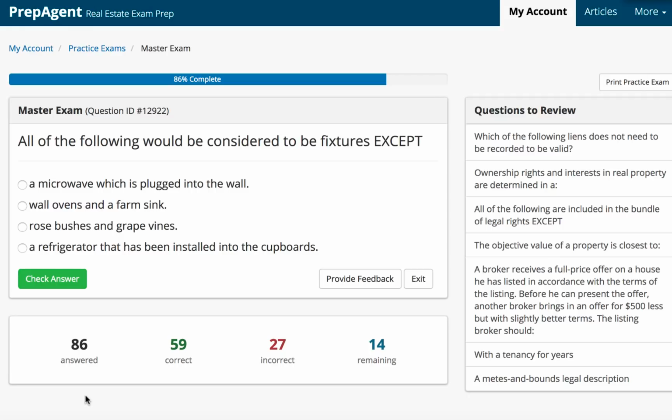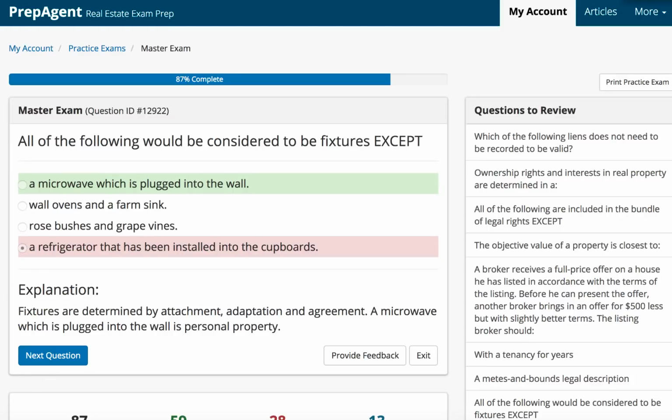All of the following would be considered to be fixtures except a microwave which is plugged into the wall, ovens and a farm sink, rose bushes and grapevines, a refrigerator that has been installed into the cupboards. The fixtures? No, a microwave wouldn't do that. A refrigerator that has been installed into the cupboards, because it's installed into it. What? I told you it was a microwave. Oh, yeah. I missed the except part. I'm sorry.